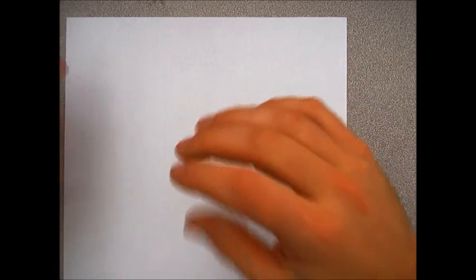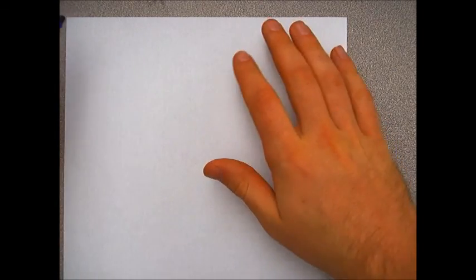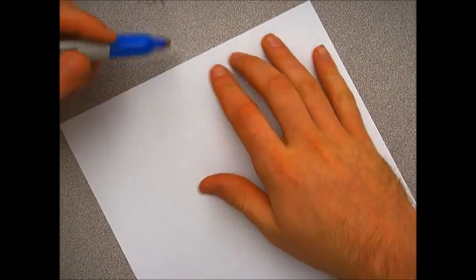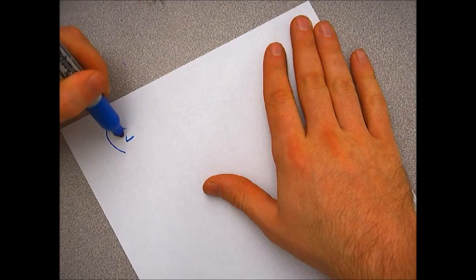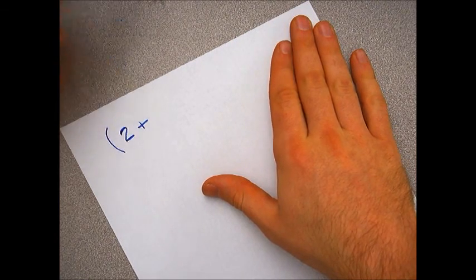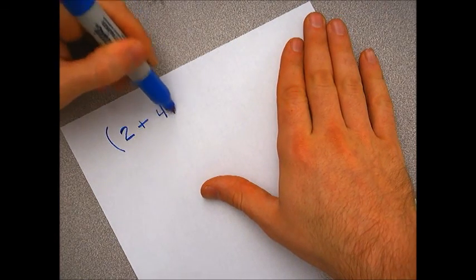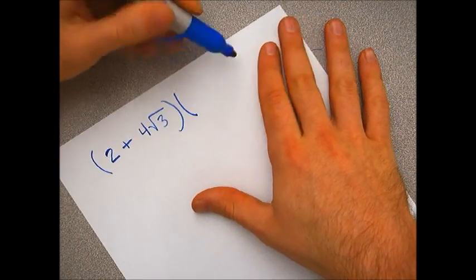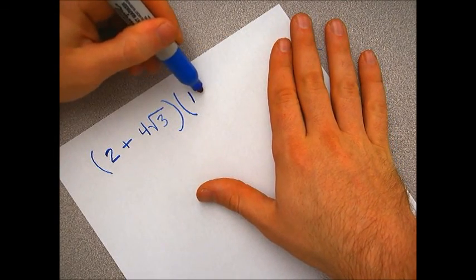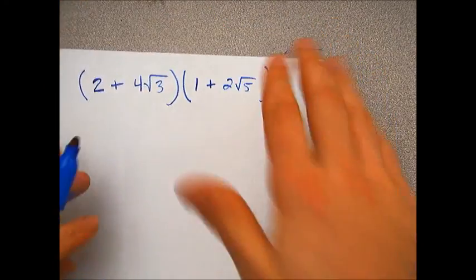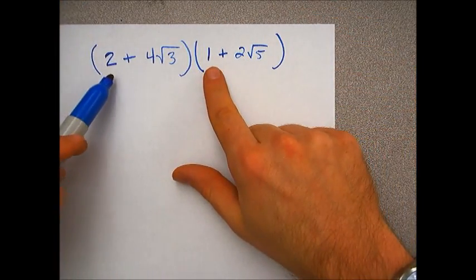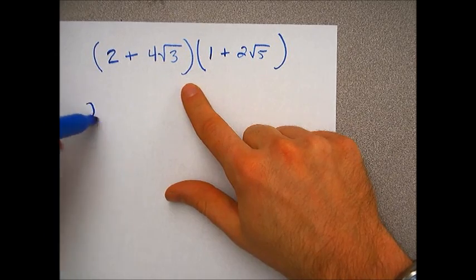Okay, next up we're going to look at multiplying, kind of in terms of foiling a number in its radical. So if I say we have 2 plus 4 radical 3, and we're going to multiply that by 1 plus 2 radical 5. Okay, so we're going to run this like a FOIL problem. First times first is 2.